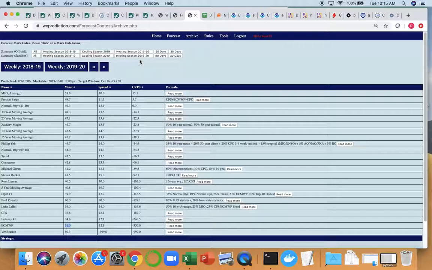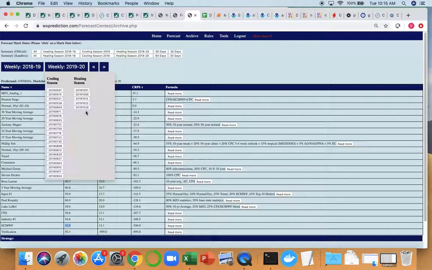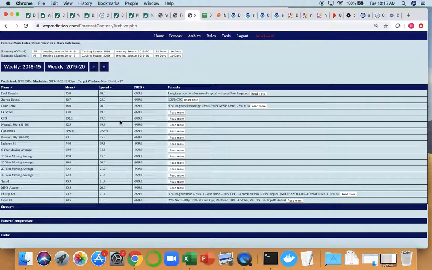That again, the EC may not be a good indicator here for predicting getting out of the cold pattern to a warm pattern, or vice versa. All right, last point. So I'm going to go back to forecast here.